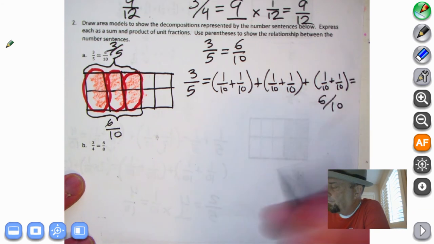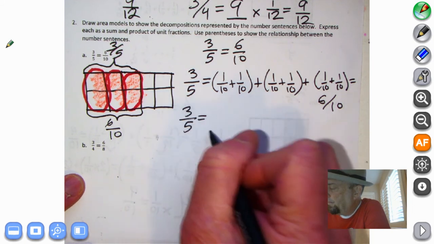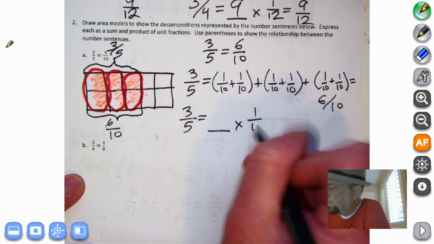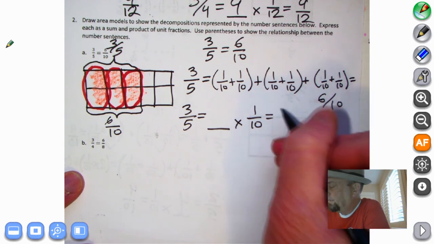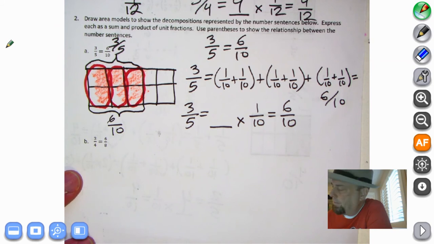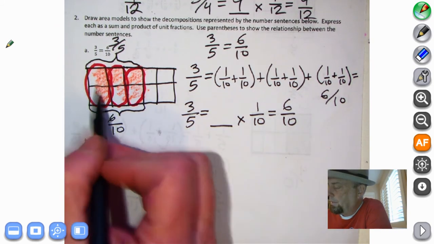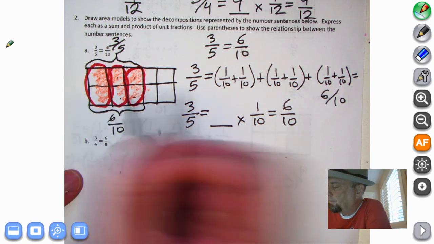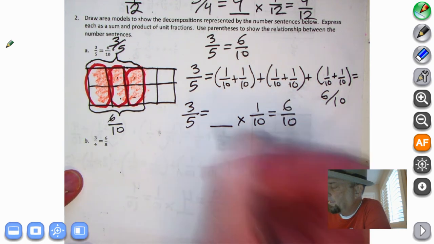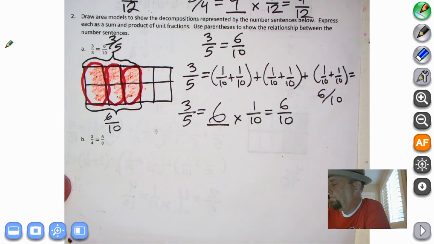And now to prove this through multiplication, 3/5 equals a number times 1/10, which will equal 6/10. What will that number be? Think about it, and when you got it, write it down there. Well, you looked over here, you saw it was 1, 2, 3, 4, 5, 6/10. So it must be 6 times 1/10 equals 6/10.